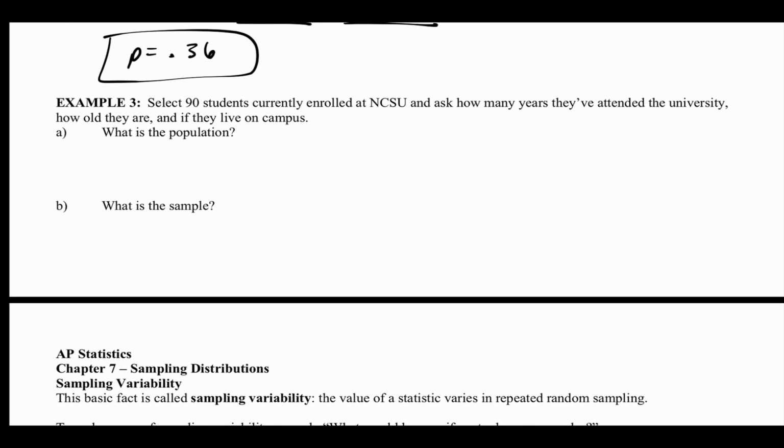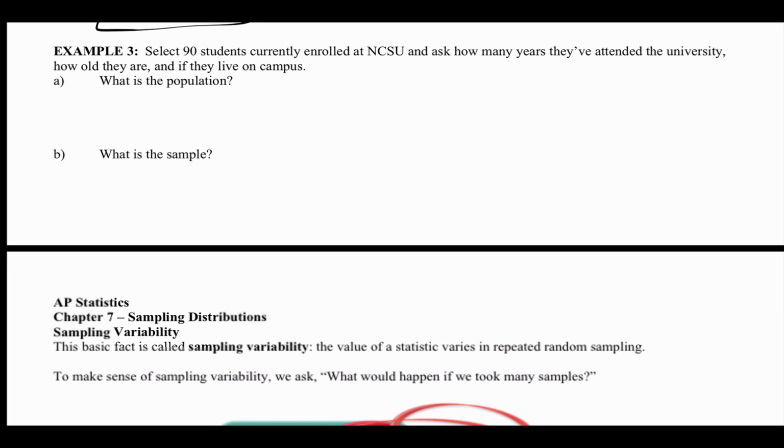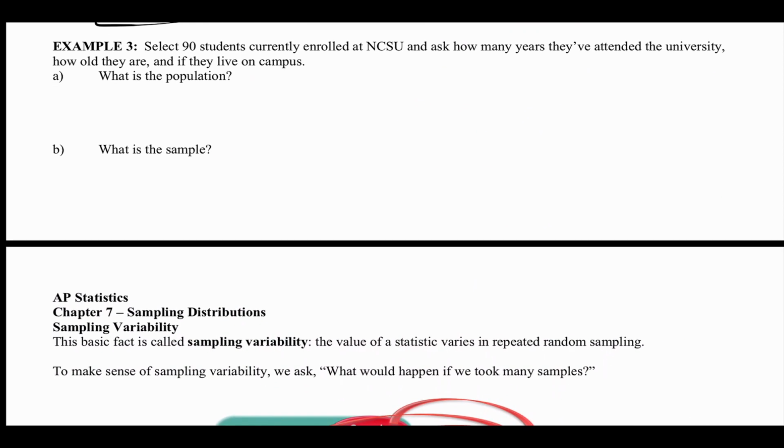Okay, so do number three now. Number three just has an A and a B. Select 90 students currently enrolled in NCSU and ask how many years they've attended the university, how old they are, and if they live on campus. Okay. So let's start with the sample.